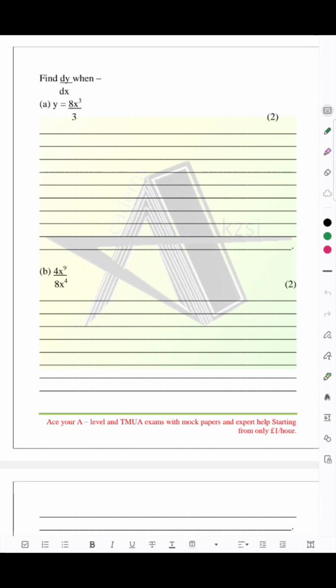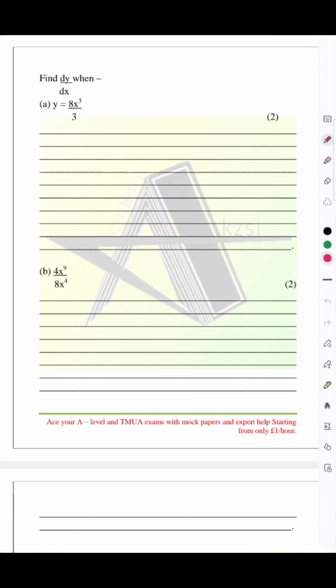Okay, so the first question says find dy over dx. That means we have to find the derivative of y equals 8x cubed over 3. With the help of first principles, we have derived that for x to the power of n, the differentiation is nx to the power of n minus 1. So we'll do the same, and if we have any constant before it, it will remain as it is.